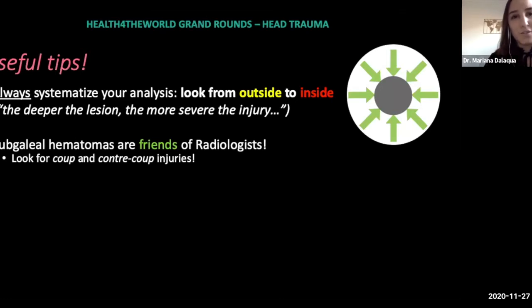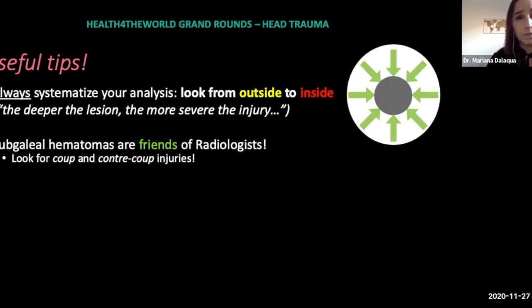Subgaleal hematomas are friends of the radiologist. Sometimes we rush, we look at the bone, we look at the parenchyma, and we forget to search for the subgaleal hematomas. And in fact, they're very important because if you find a subgaleal hematoma, then you're going to look at the bone just beside it and search for a fracture. If you have a fracture, you're going to search for an extraaxial hematoma, and then you're going to look 180 degrees on the other side and look for the contrecoup injuries. So always look for the subgaleal hematomas.